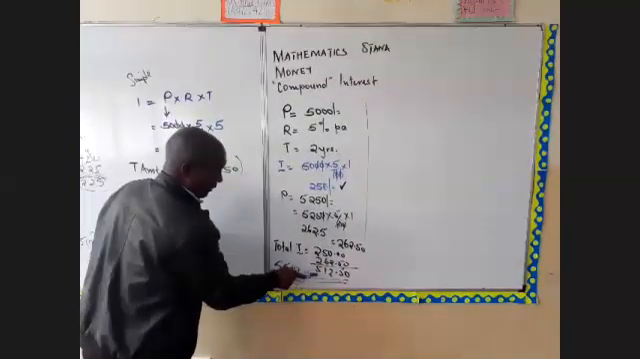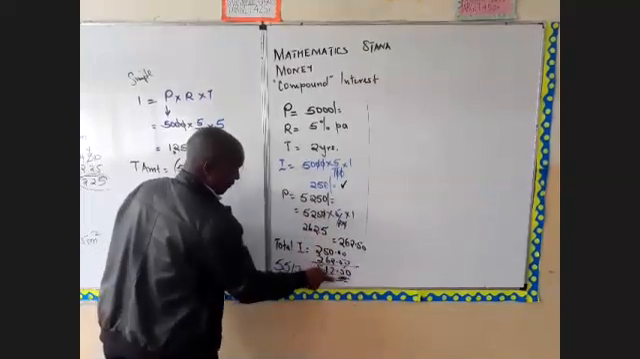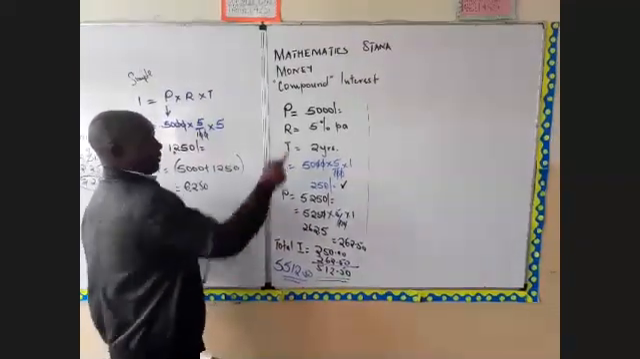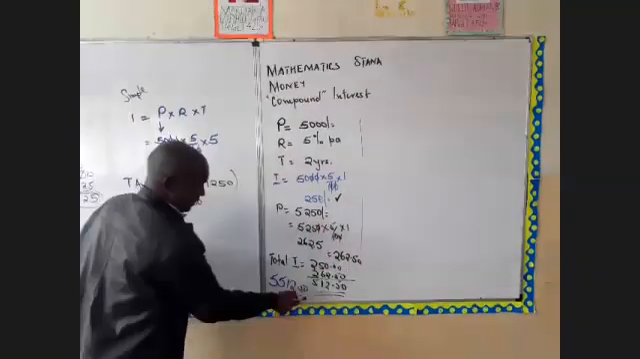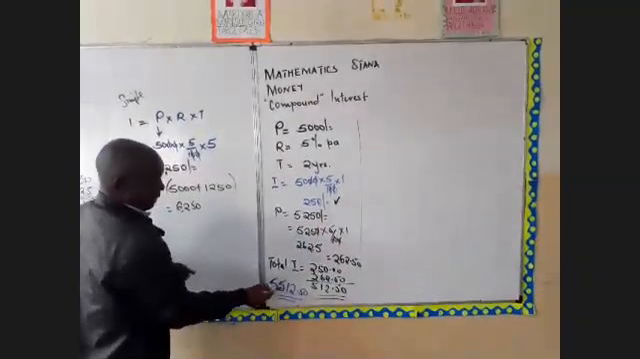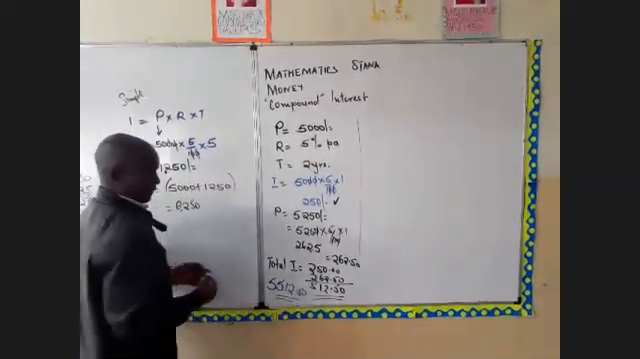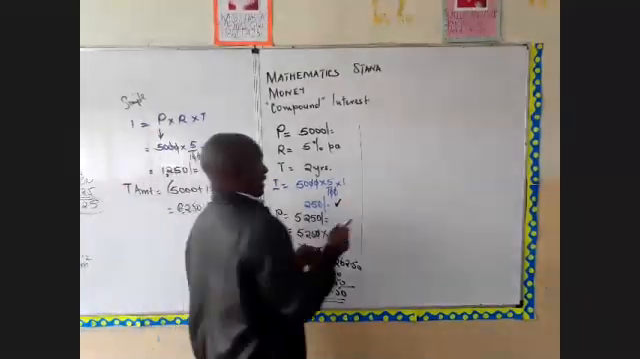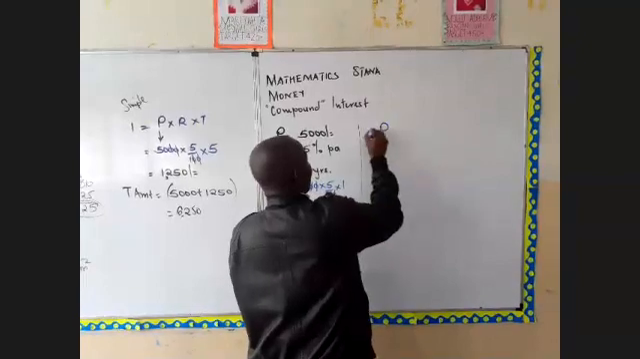Total interest of 512 shillings and 50 cents. But the total amount you'll pay back will be the original 5,000 plus the total interest to give us 5,512 shillings and 50 cents. But if it were simple interest, we would have gone straight away and said principal of 5,000.